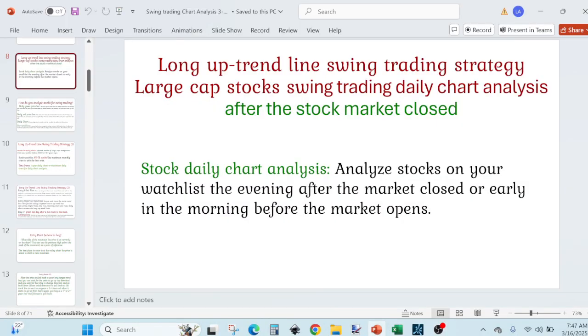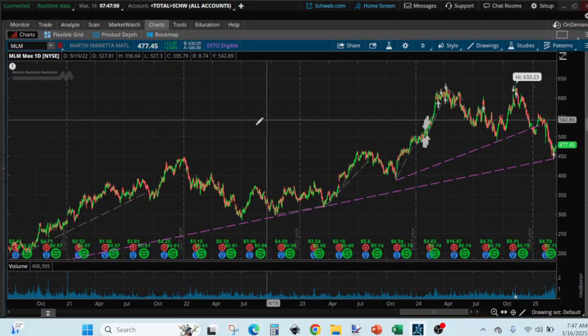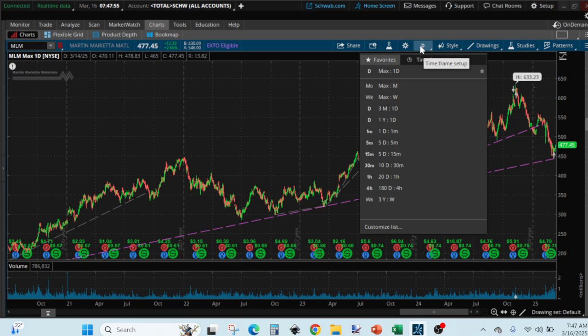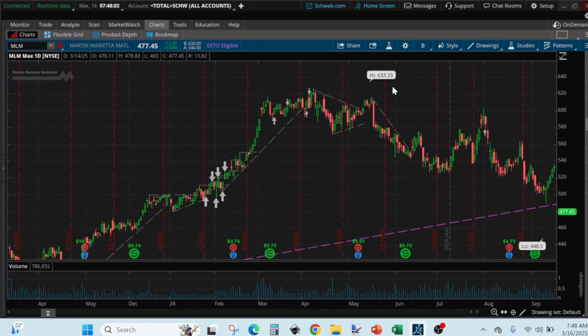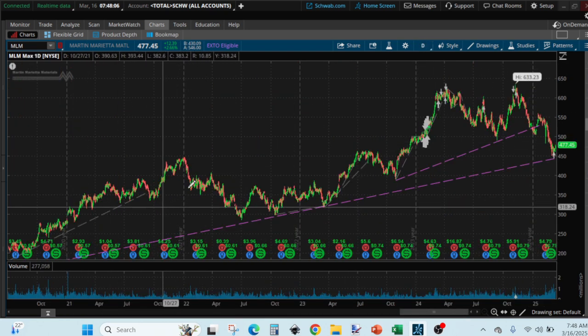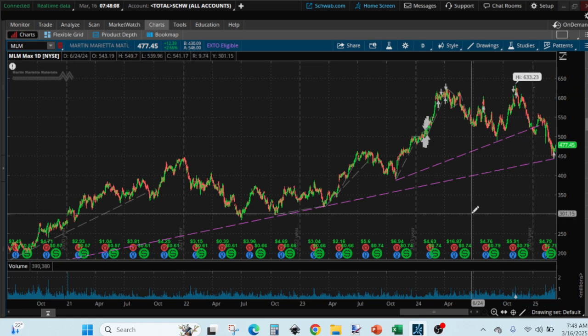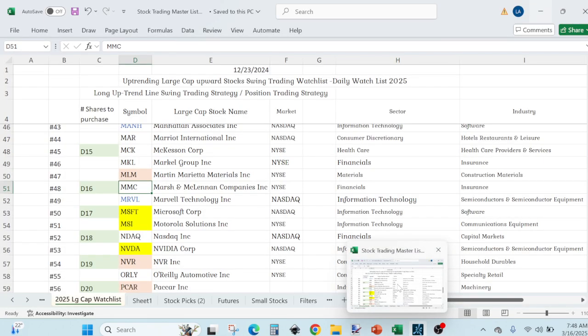Hello, how do you do your swing trading daily chart analysis of upward stocks, especially large cap stocks, if you are using a long up to long swing trading strategy? You open your chart and here we have swing. You use the daily chart, either the maximum daily chart which we have now or the 1 year daily chart. We are going to use the maximum daily chart so that we can have a big picture of the patterns that the price is drawing.